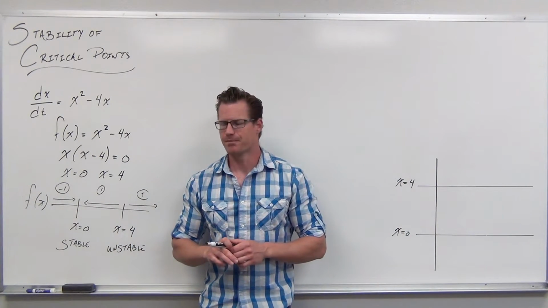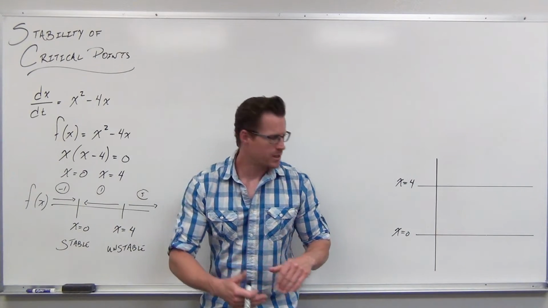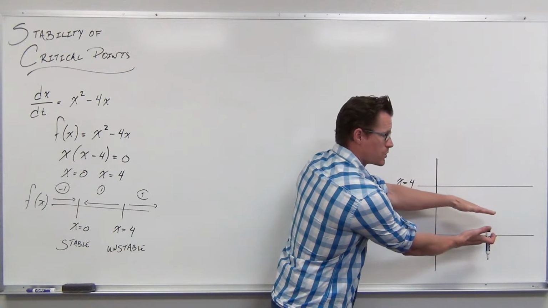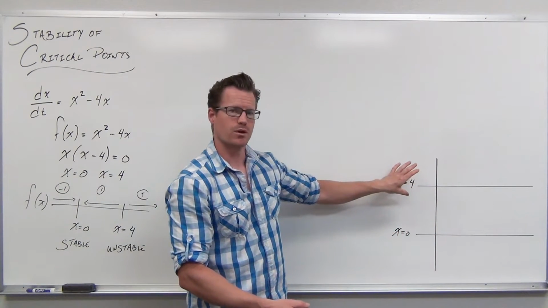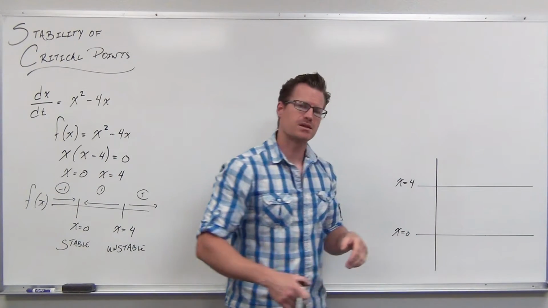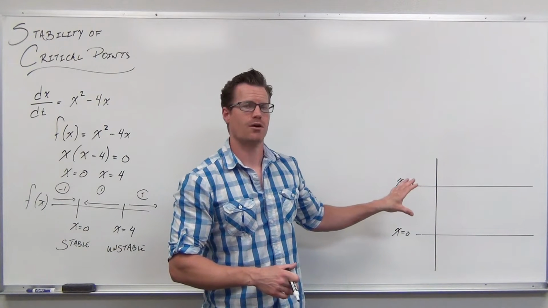Here's what's going to happen. With our stable critical points, no matter where we start, our general solution is going to tend towards it. For our unstable critical points, no matter where we start, our general solution is going to go away from it. And so when we have two or more critical points, these things sort of interplay off one another.